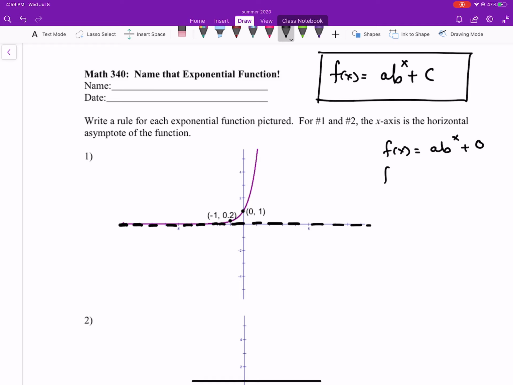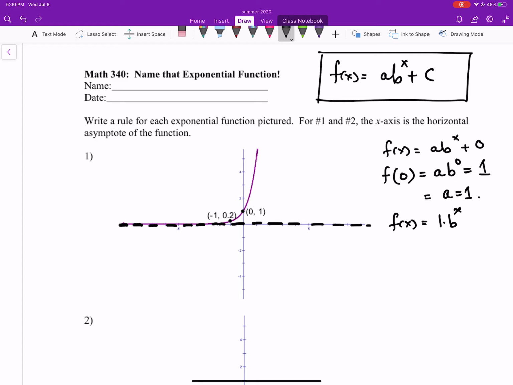So if I pick f and I input the very first point, where x is 0, this reads as ab to the 0. And that outcome, the y value, is 1. Rules of exponents: b raised to the 0 is equal to 1. So we end up seeing that a is equal to 1. Then this exponential function is now 1 times b to the x.